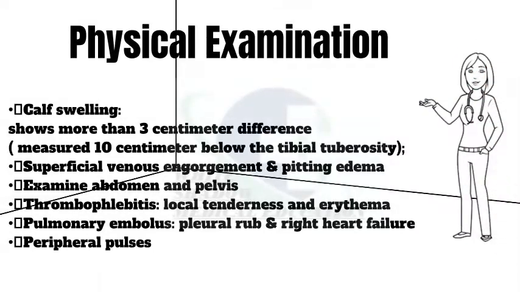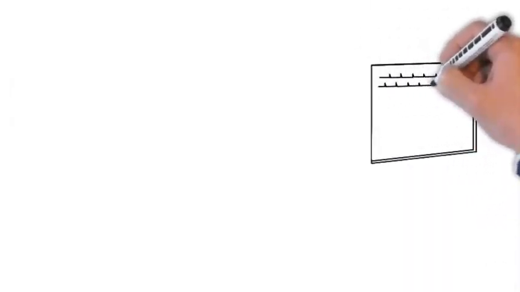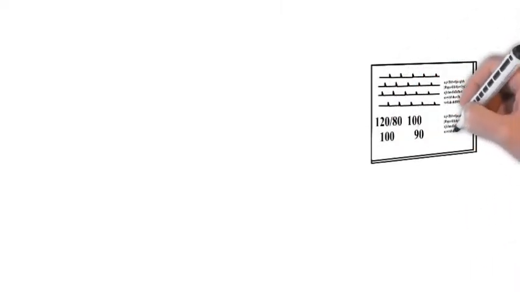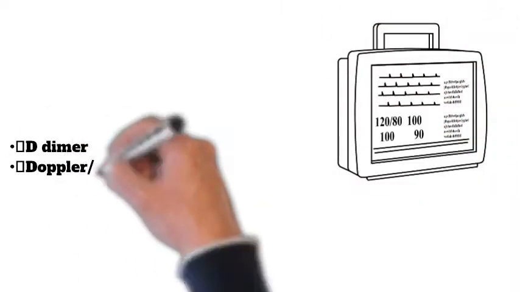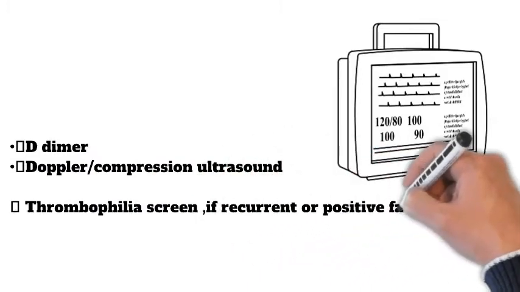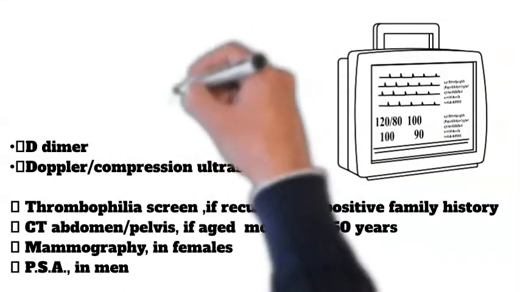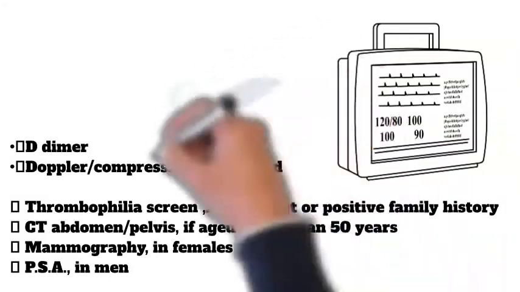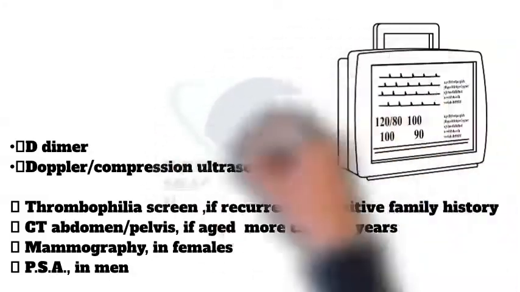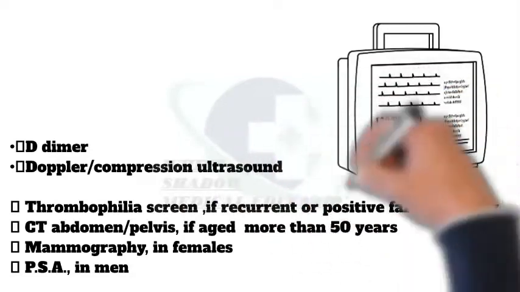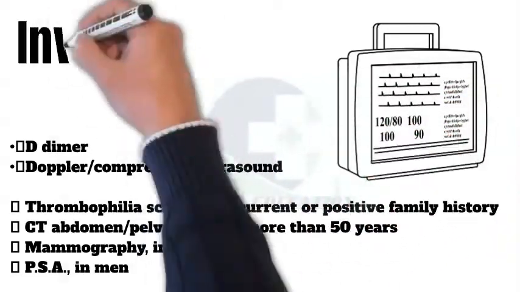Now it's the time to tell the patient about the management part, including investigations and treatment. Regarding investigations, we have options of D-dimer, and Doppler compression ultrasound if D-dimer is elevated. Thrombophilia screen, if recurrent or positive family history. CT abdomen pelvis, if aged more than 50 years. Mammography in females, PSA in men.